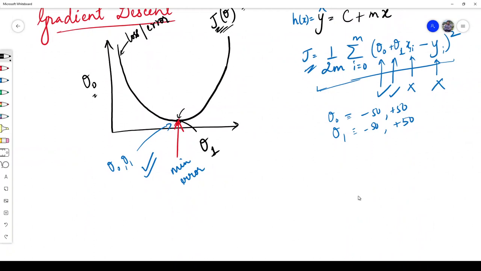Someone has asked, one second, there are two questions. Why are we not plotting theta 2, theta 3 and all? Because I cannot plot in four dimensions. So I'm going to take two dimensions as an example and plot. I do not know how to plot beyond that.